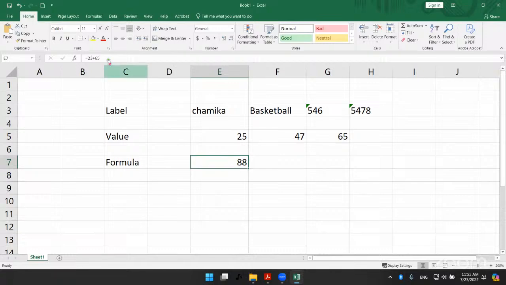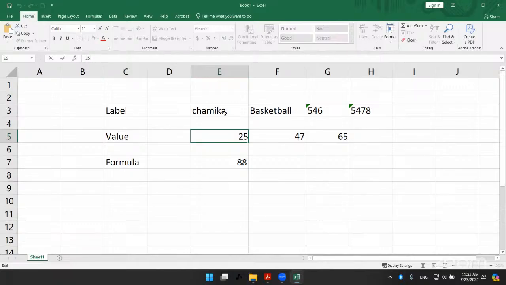The formula will be shown here in the formula bar. That is why we call it the formula bar. This formula bar shows the formula for each cell. Where we don't have a formula, it will show the value. But where we have a formula, it shows the formula here. There are three kinds of data types: label, value, and formula.